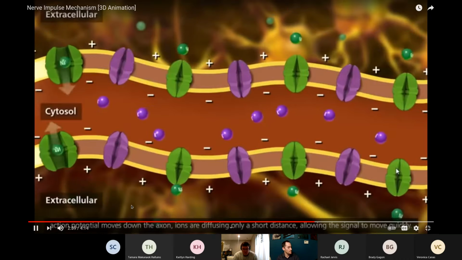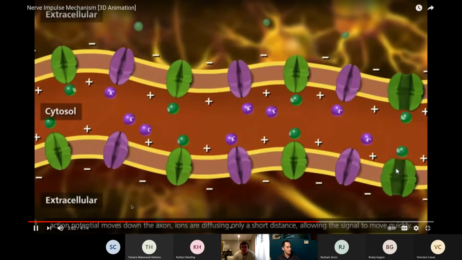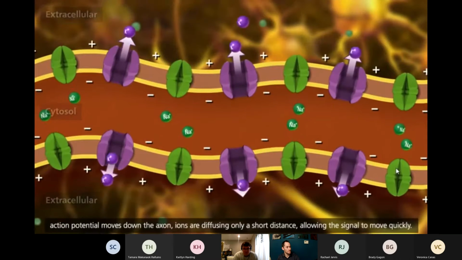As the action potential moves down the axon, ions are diffusing only a short distance, allowing the signal to move quickly.